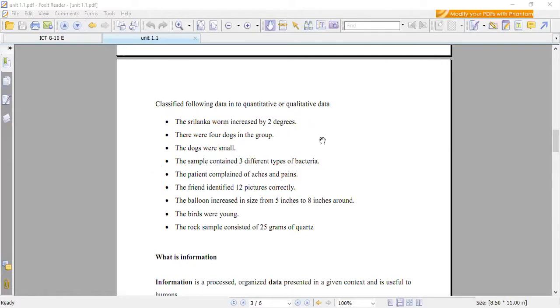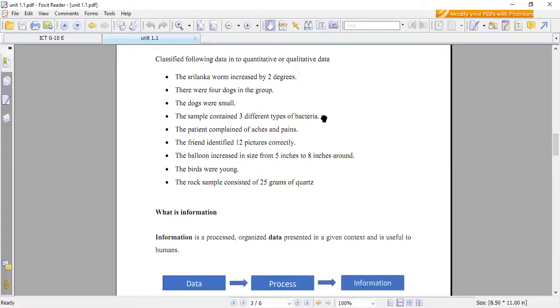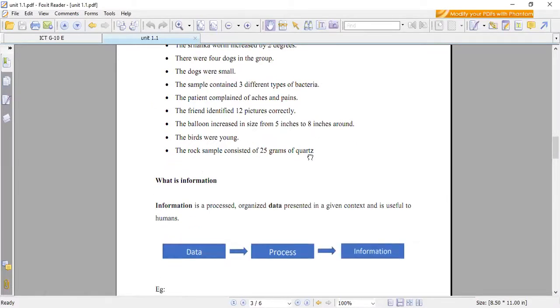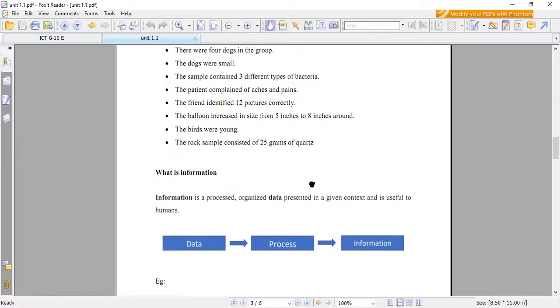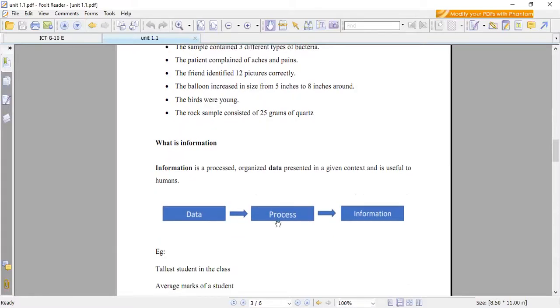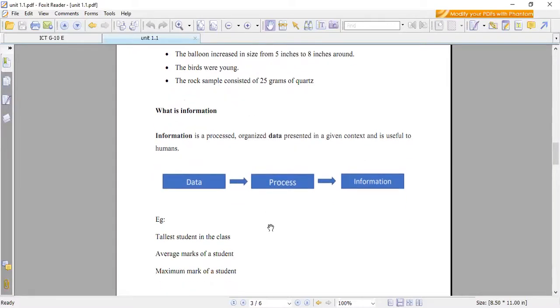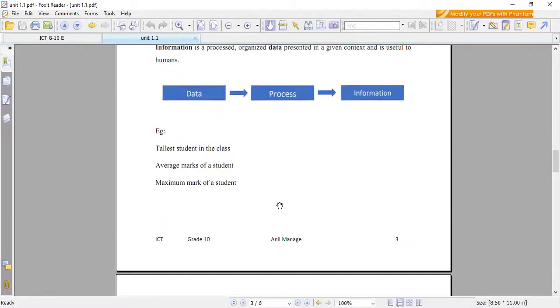Okay. Then I discussed what is information. Information is processed, organized data presented in a given context and is useful to use. So after data is processed, you get information. Examples of information: tallest student in a class, average mark of a student, maximum mark of a student. So those are called information.